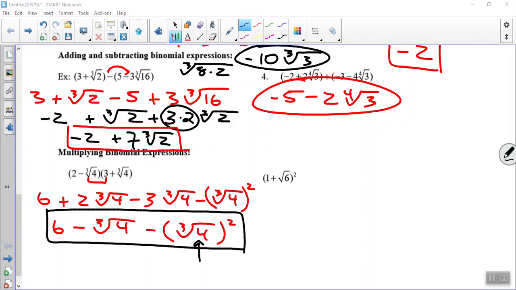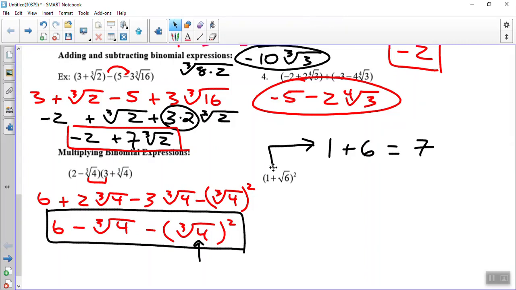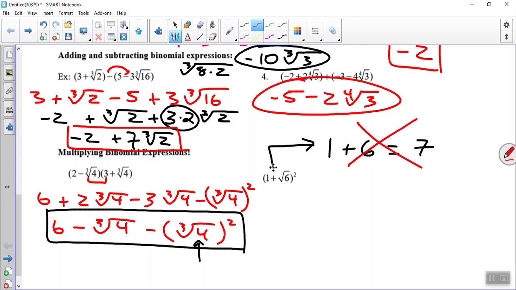All right, so the next example, 1 plus the square root of 6 squared. Most common mistake, everybody just wants to do this. They do 1 squared, and they do square root of 6 squared is 6, is 7. Think to yourself, is that correct? What does this squared mean? What are we going to do here? Do not do that.